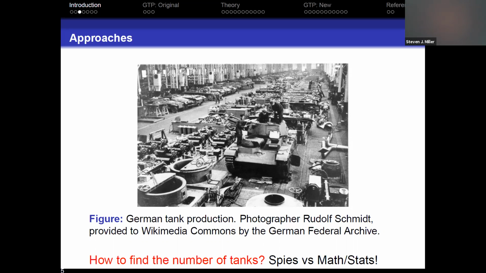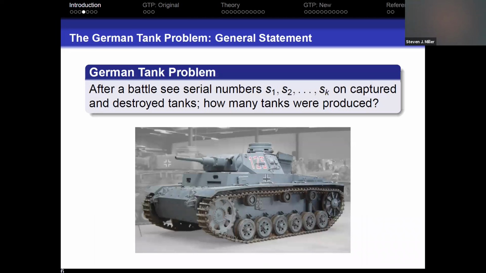Given that this is a data science class, it's probably not going to be too surprising that I'm going to talk about the mathematician and statistician's contributions to this problem. This is the original formulation of the German Tank problem. After battle, you see some serial numbers S1, S2, all the way up to SK on captured and destroyed tanks. You want to figure out how many tanks were produced or how many tanks are in the theater of battle. We're going to assume in the original version that the tanks are labeled sequentially.